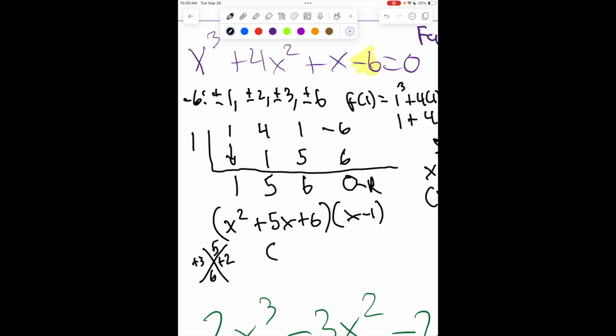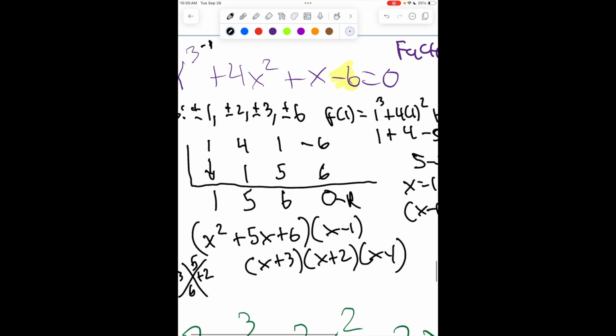So again, when I write it, I get x plus 3, x plus 2, x minus 1. That's how I'd factor it, which again, what are the zeros? My zeros would be x equals -3, x equals -2, and x equals +1.